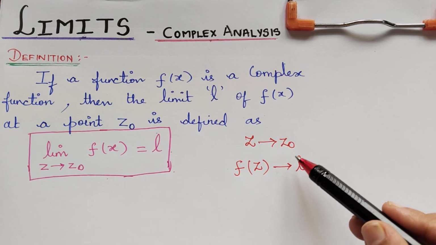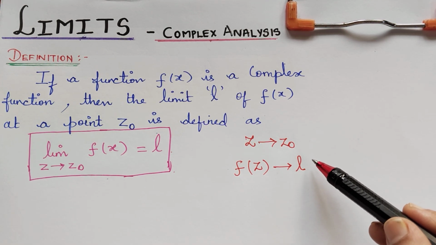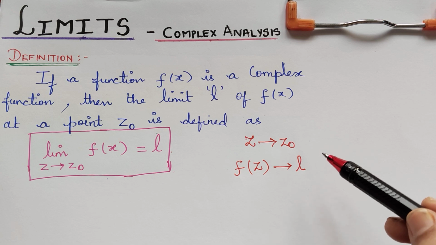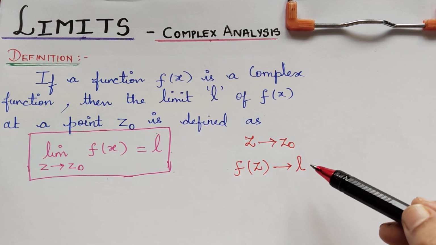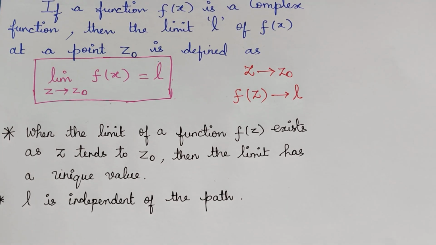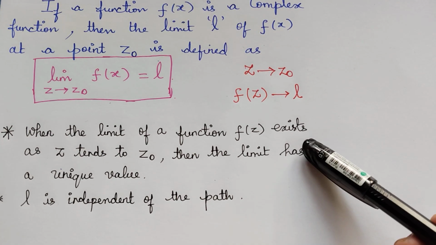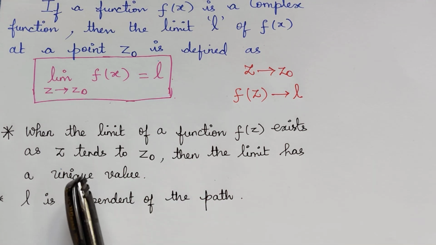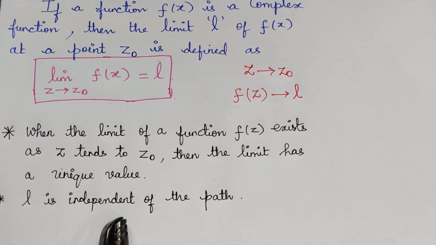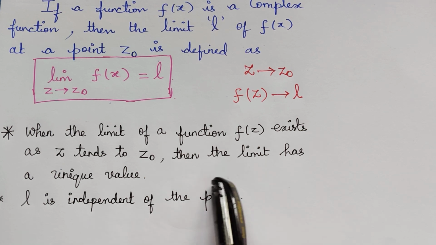And always this limit will be a unique value. That is, it will be a single value along any path. Let me explain it better to you. So when the limit of a function f of z exists as z tends to z0, then that limit will always be unique and L will be independent of the path. Now let us see the geometrical explanation of this.